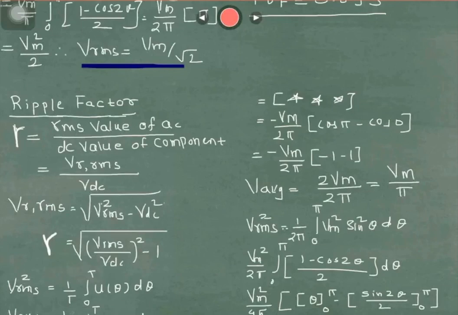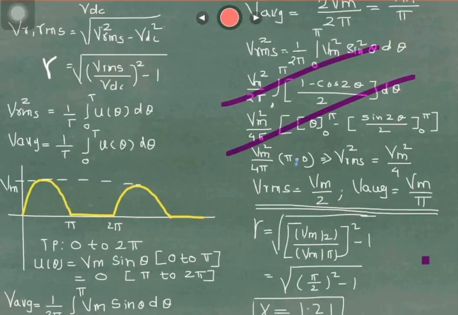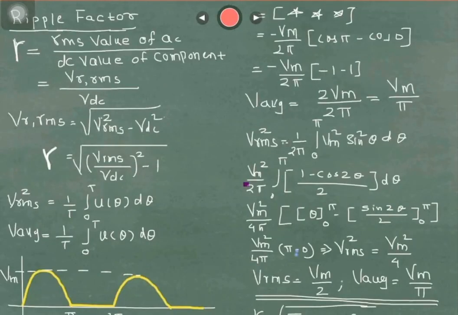So RMS value also, here the calculations are made. So what are the calculations? VRMS square is equal to 1 upon 2 pi integration 0 to pi Vm square sine square theta. So you solve this sine square, integration cannot be taken as shown over here, 1 minus cos of 2 theta upon 2. Then by solving this equation, you are going to get value of VRMS.